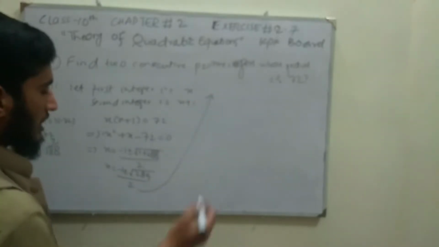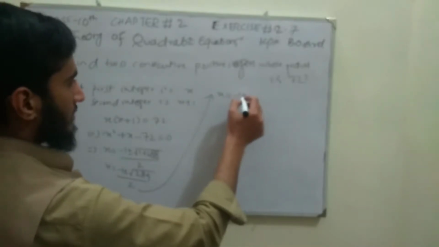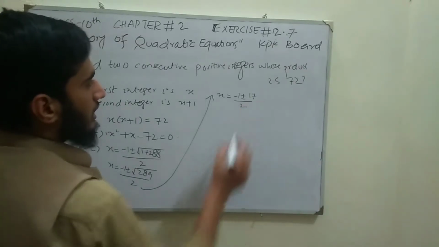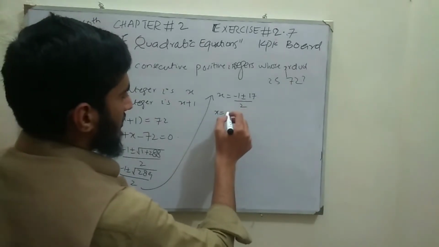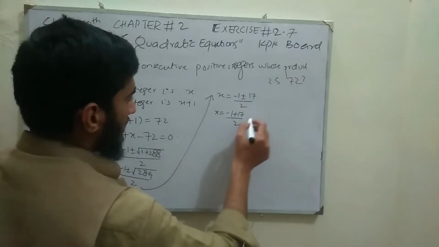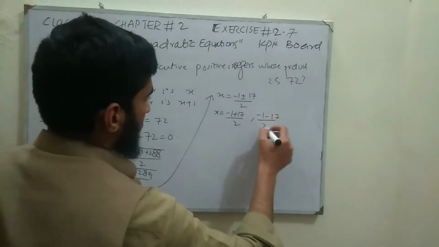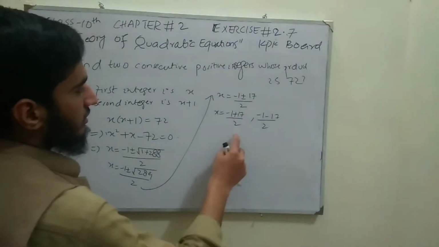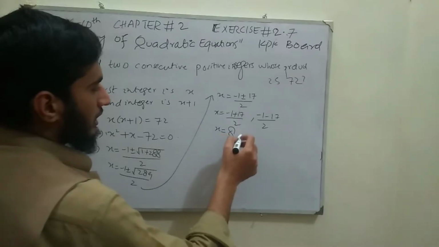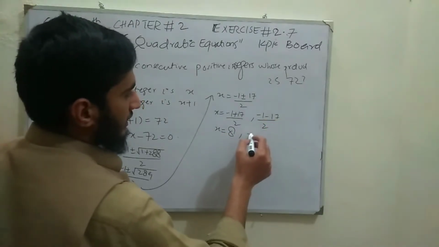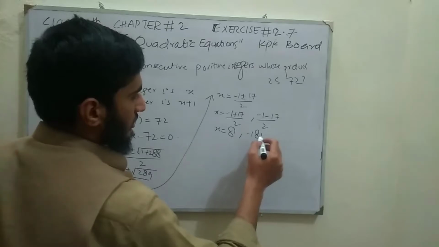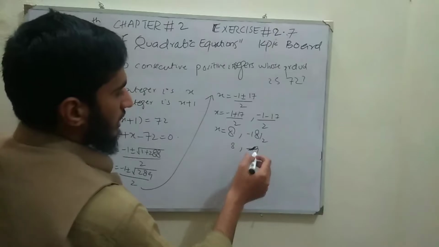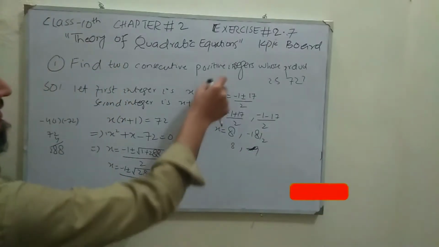Solving here, the value of x will be equal to minus 1 plus minus under root of 289, which is actually equal to 17, divided by 2. Using the zero factor property, minus 1 plus 17 over 2 or minus 1 minus 17 over 2. 17 minus 1 gives us 16, and 16 over 2 gives us 8. And here minus 1 minus 17 gives us minus 18 over 2, which gives us minus 9. But we are not interested in the negative value. We are interested in the positive value because they tell us positive integers.